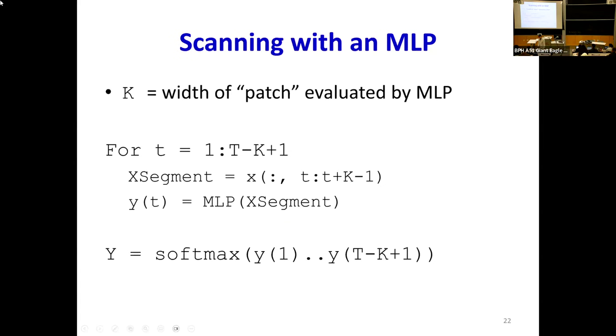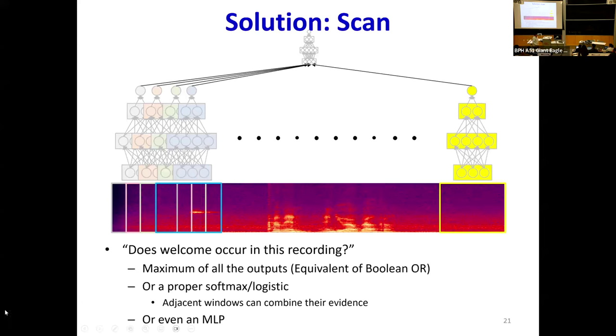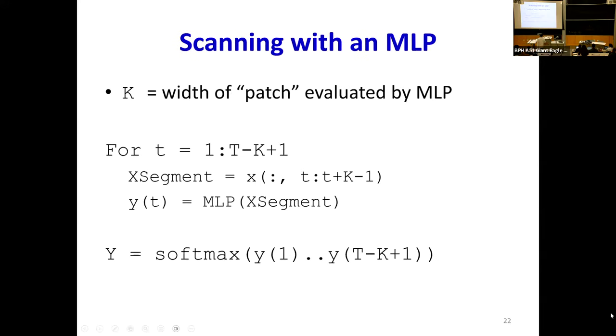So here is the overall pattern, right? We are scanning the input left to right. At each position, we are picking up a segment of the input. We are passing that segment of the input through a classifier, which generates an output. And then on the collection of outputs, one from each window, we are performing a max or a softmax, right? I can do the same thing with images, right?